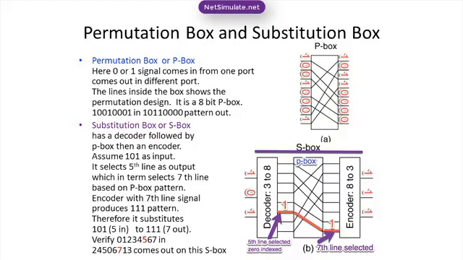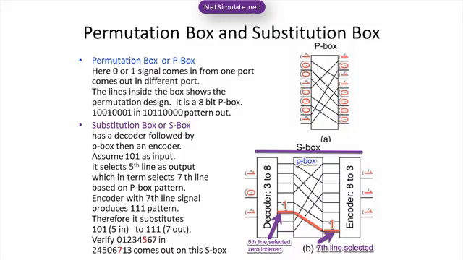They connect the ports. For example, here 1, 0, 0, 1, 0, 0, 0, 1 will come out through the P box as 1, 0, 1, 1, 0, 0, 0, 0. Note that the number of 1s stays the same, and the number of 0s stays the same. We have 3, 1 here.